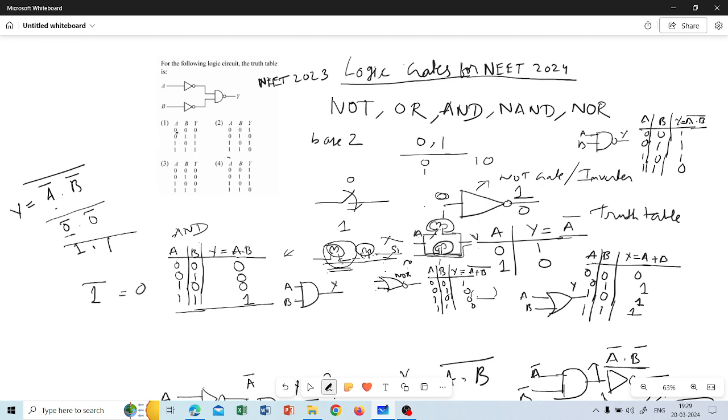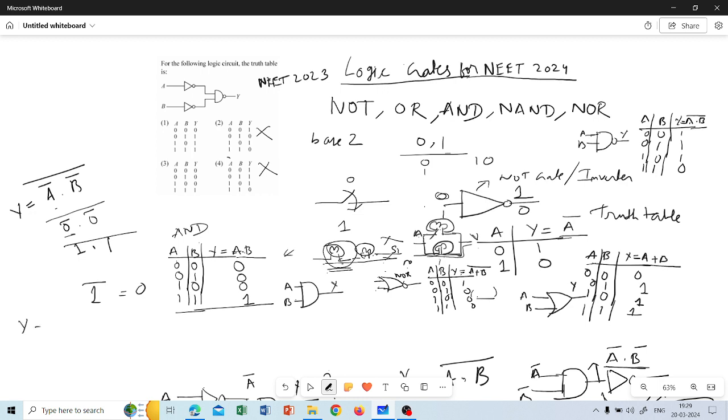So if I check the first input combination, I can eliminate option 2 and option 4, because when both inputs are 0, the output is 0. So options 1 and 3 are the only ones possible here. Now I have to check which one. Since there is a difference in the output, if I put 0 1 here, what will happen?